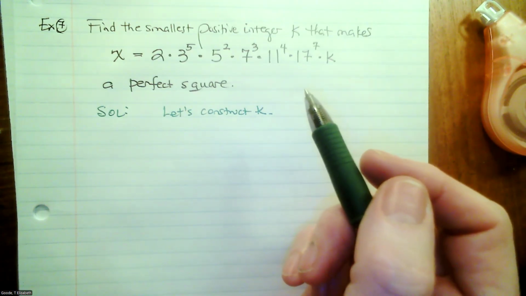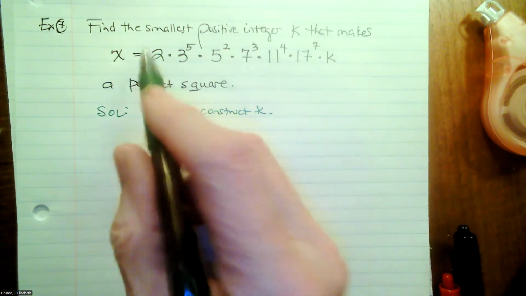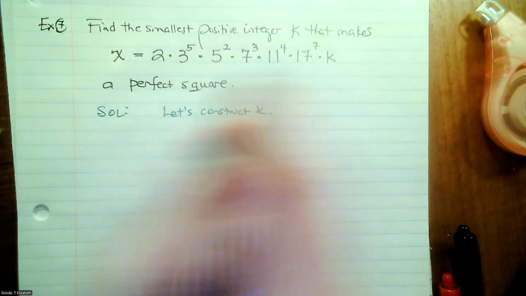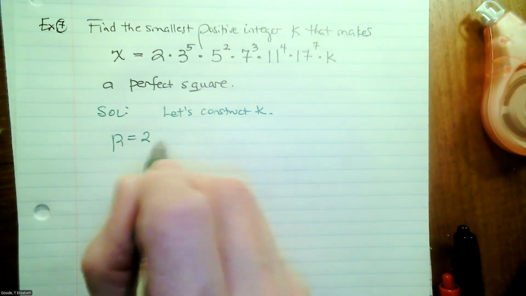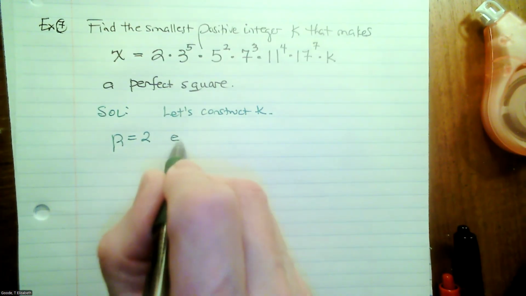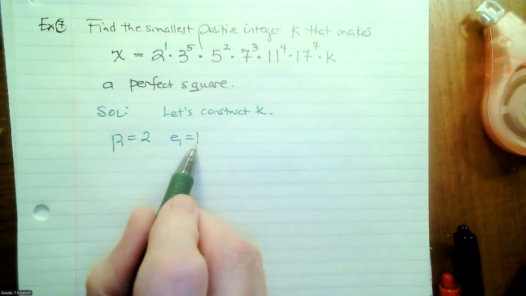But anyhow, we want to construct k, okay? So let's look at each one of these prime factors, right? Let's look at p1. It's 2, and its exponent is 1. Is 1 even?